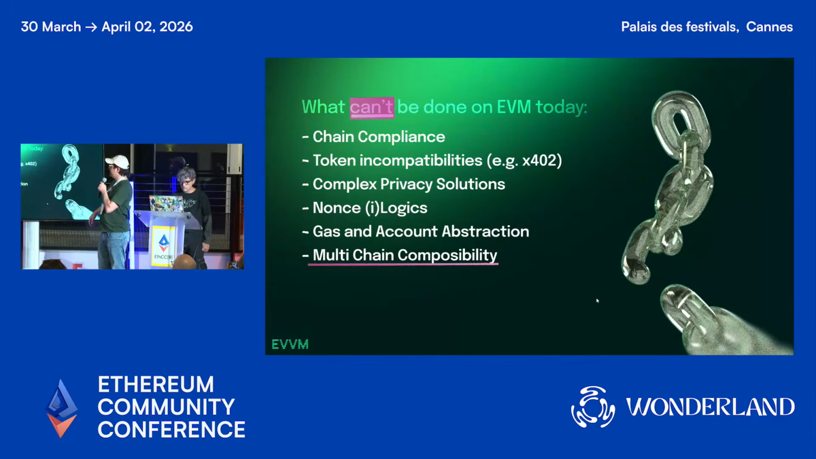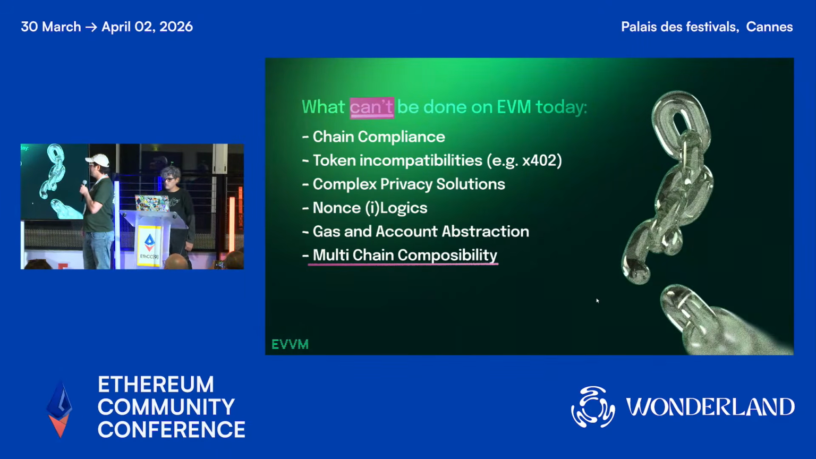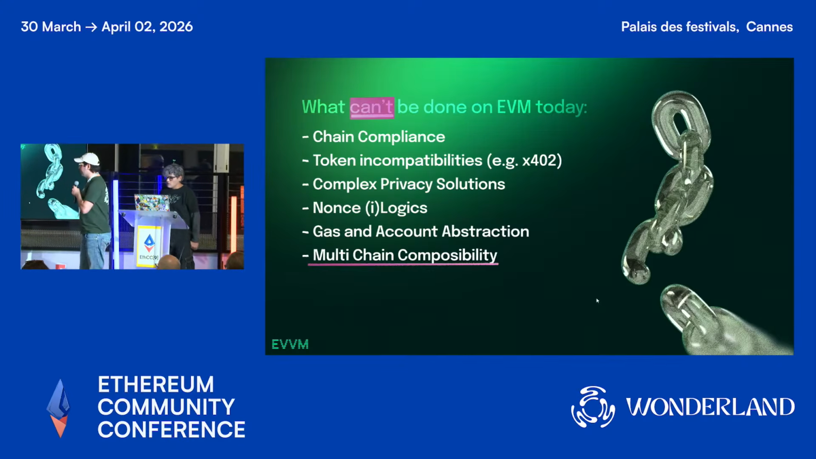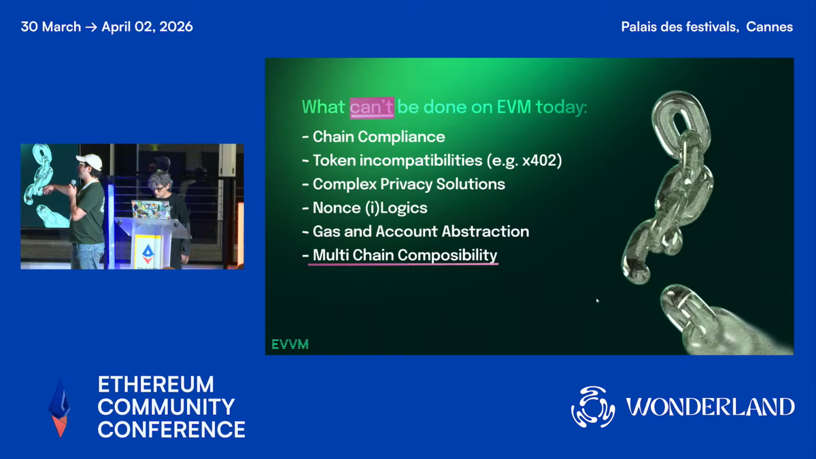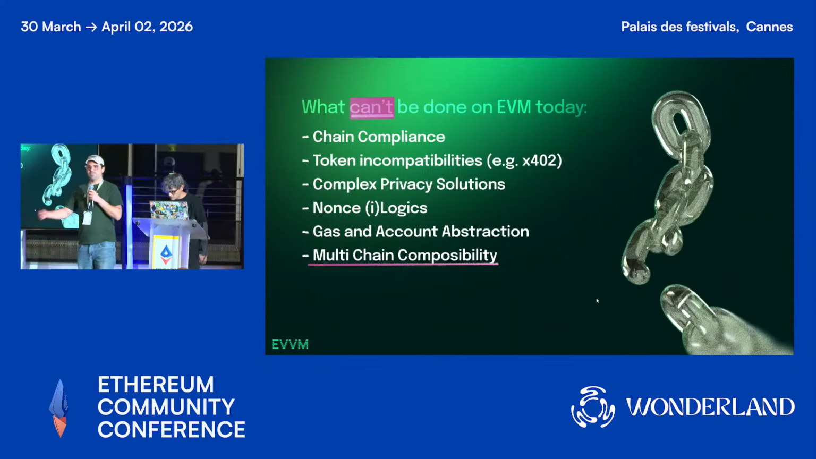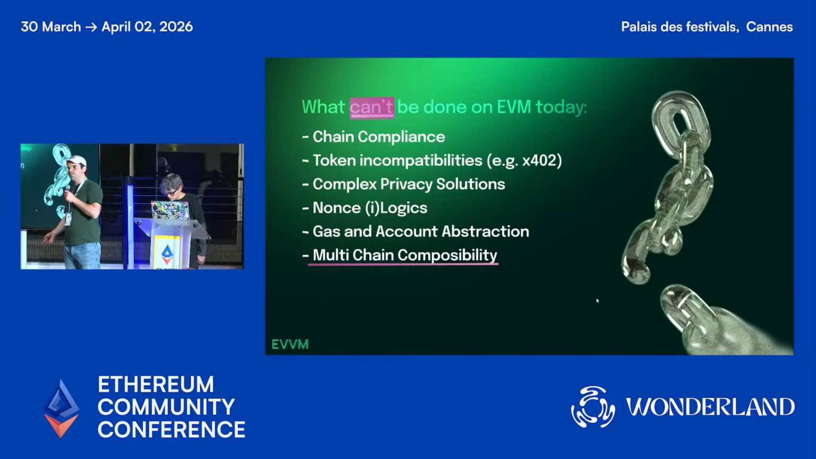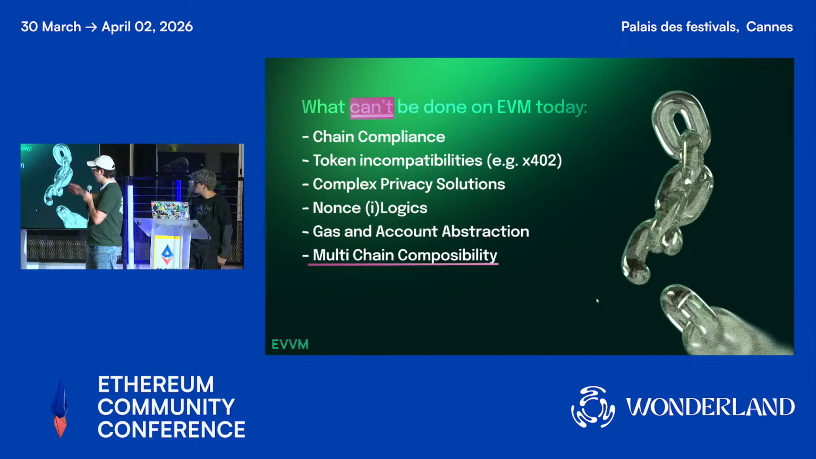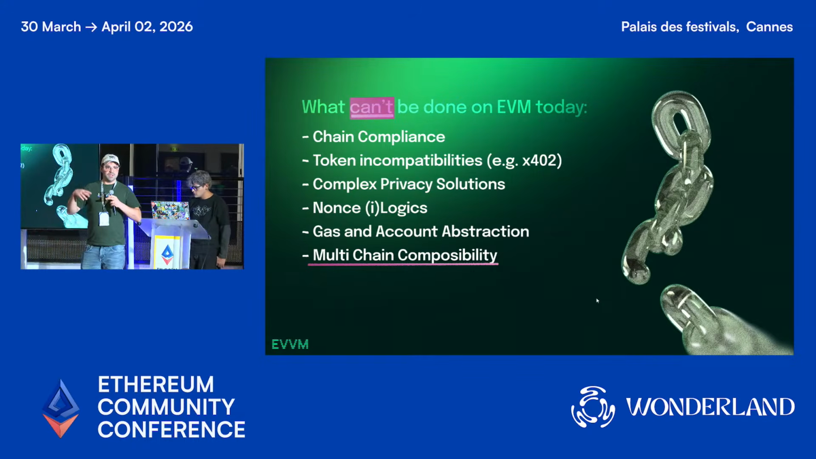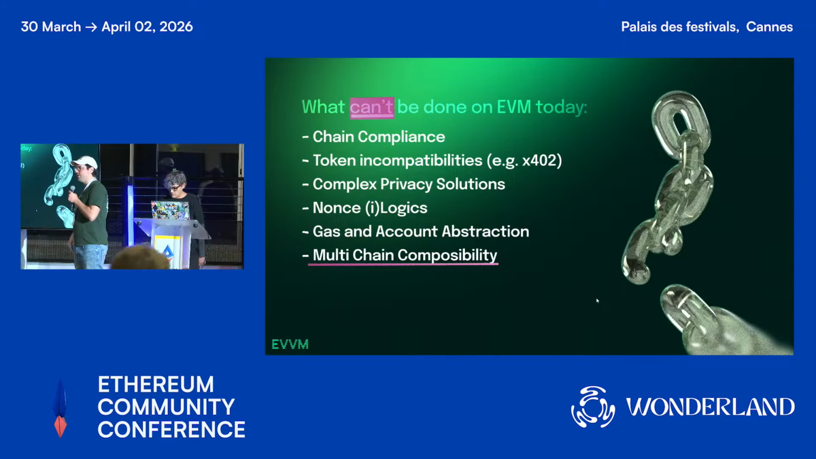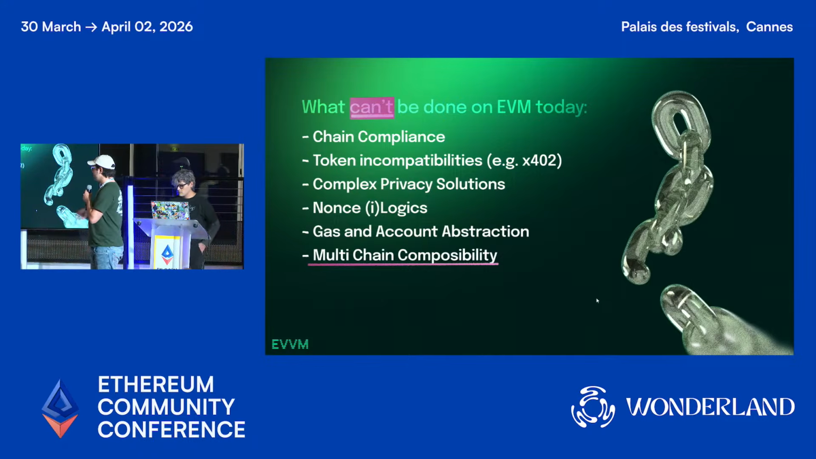So basically, what can be done today on EVM? Chain compliance. Ethereum as a whole can't be compliant because there are many different solutions and applications, and it's of course decentralized and permissionless. Token incompatibilities. X402 is an example where we need to wrap tokens to use them, or we have to deploy new ERC20s. There are complex privacy solutions. Everyone is bringing privacy in a different way, so we have to adapt to each solution to add privacy to our application, or develop our own privacy solution.